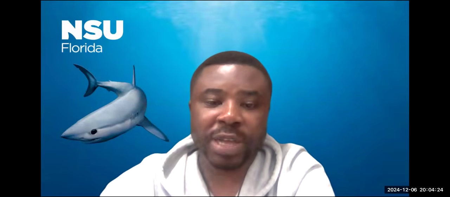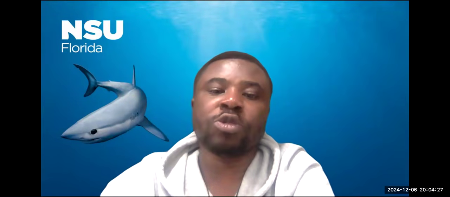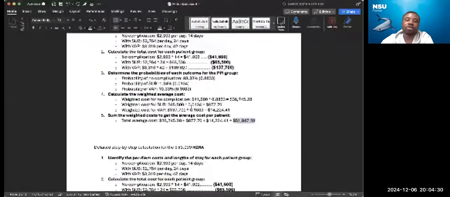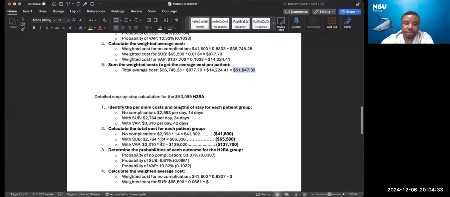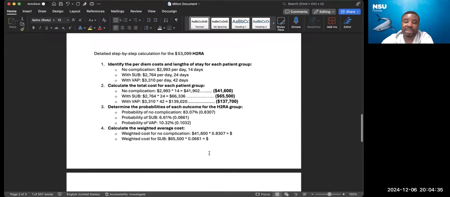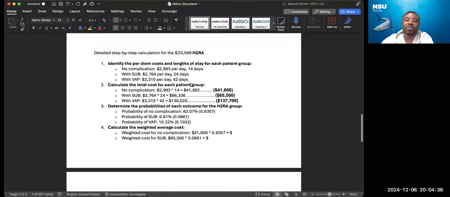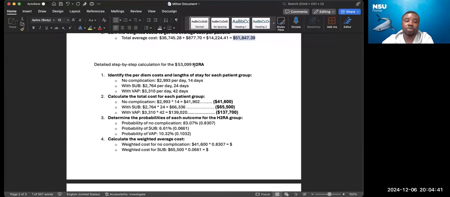So the next thing that we'll do together so that we all understand is to do this calculation together. We are going to do the calculation for the H2 arm. So I will let you do the calculation and then tell me what the answers are, and I'll put it in. I have all the steps here. I have the cost of no complication, the number of days, the cost of stress ulcer prophylaxis, stress ulcer bleeding, and then the number of days, the VAP, the cost, and the number of days.